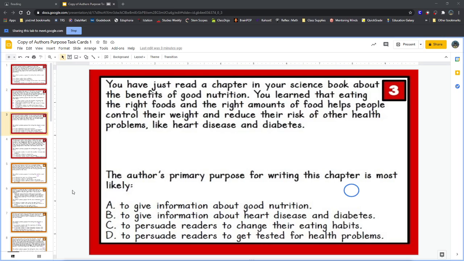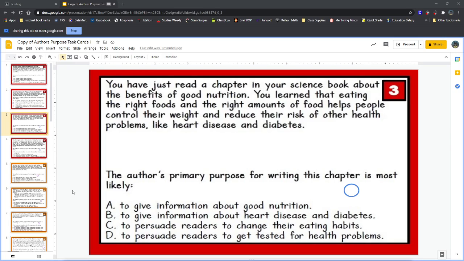The author's primary purpose for writing this chapter is most likely that they want to know about this chapter in the science book. A, to give information about good nutrition. B, to give information about heart disease and diabetes. C, to persuade readers to change their eating habits. Or D, to persuade readers to get tested for health problems.